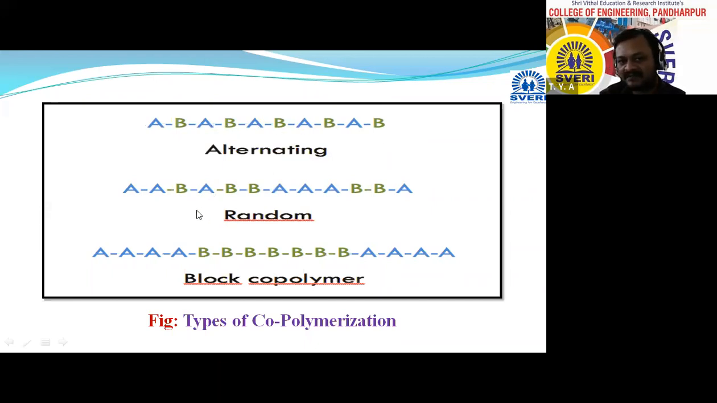But if that bonding is not in a fixed pattern, like this: two A monomers, then one B monomer, then again one A monomer, then two B monomers. It means the pattern is not fixed. Whichever bonding or stitching is occurring, that pattern is not fixed here. That's why this copolymerization is considered a random copolymerization.